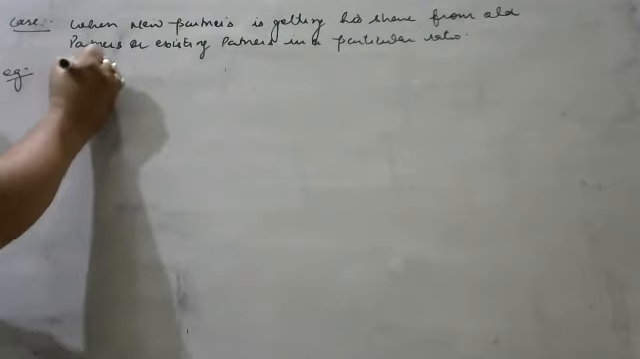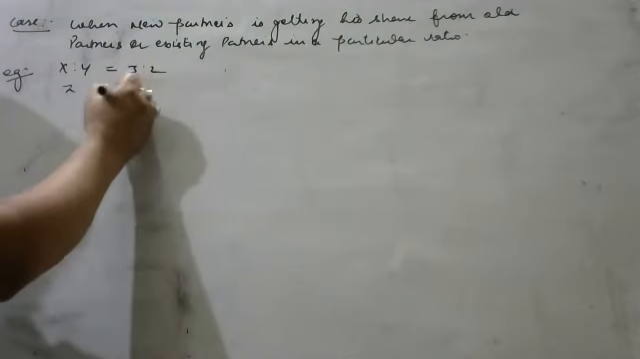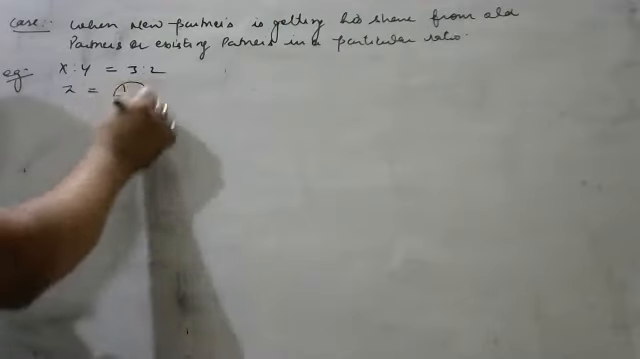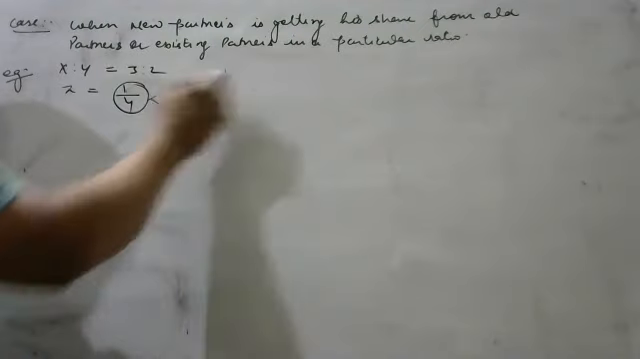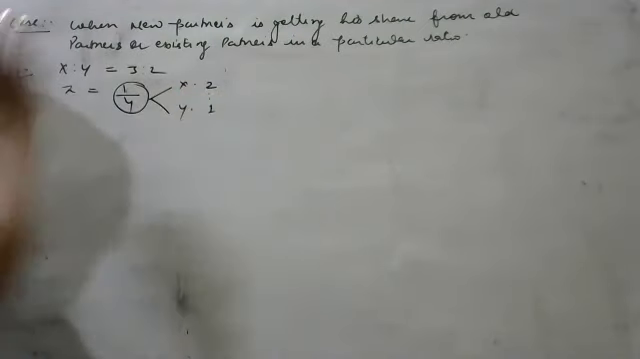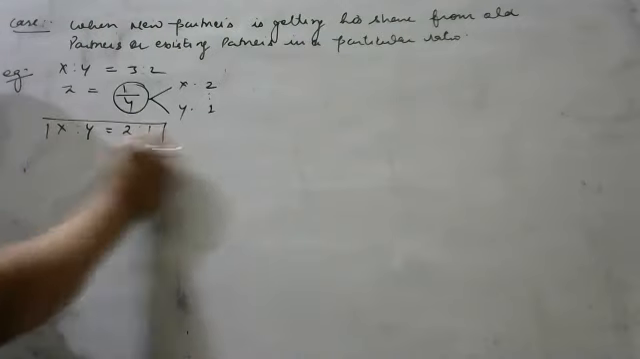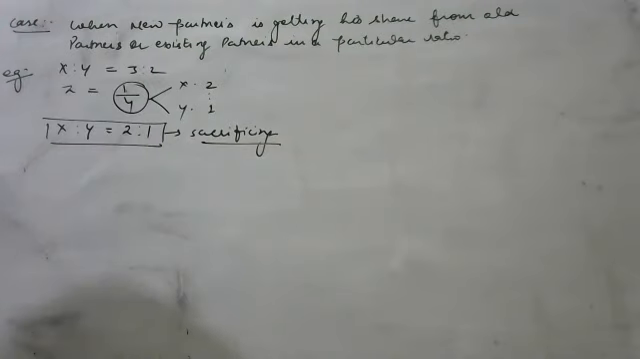Suppose X, Y are partners and sharing profit in the ratio of 3:2. Suppose Z is coming as a new partner and he is coming for, for example, a 1/4 share. Okay. And he is taking this 1/4 share from X and Y, and X and Y are giving this share in the ratio of 2:1. So here in the question itself, it is given X, Y sacrificing ratio is 2:1. So how will we solve?